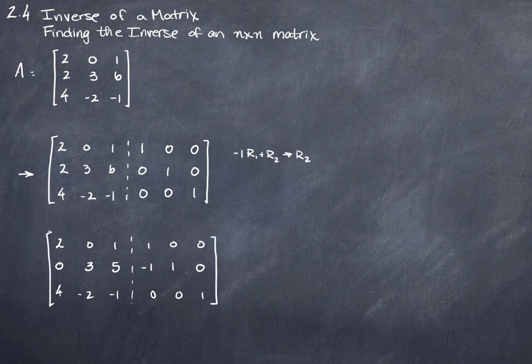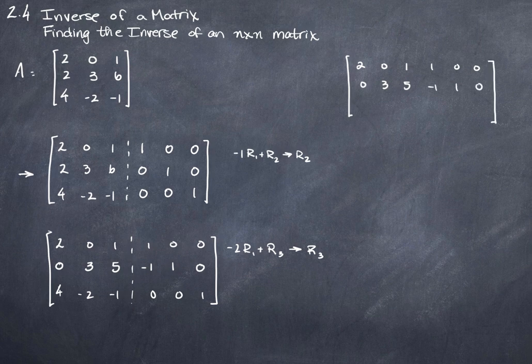So for the next thing, I want a 0 here as well. I'm going to take negative 2 times this row and add it to row 3. So the operation I'm doing here is take row 1, multiply it by negative 2, add it to row 3, put the result in row 3. So I'll have a new row 3, no change to row 1, no change to row 2.